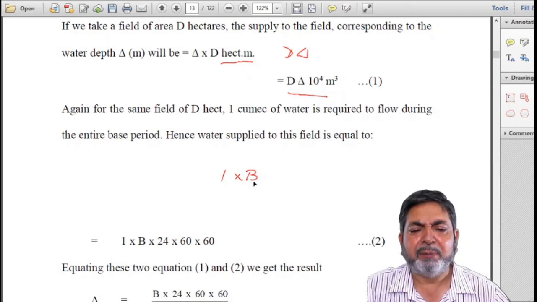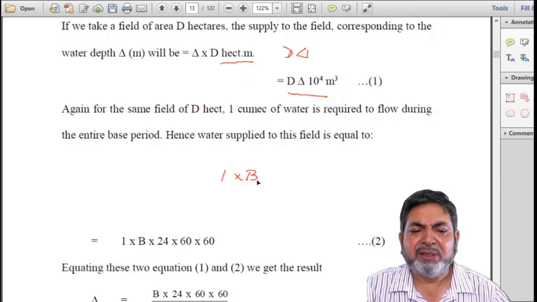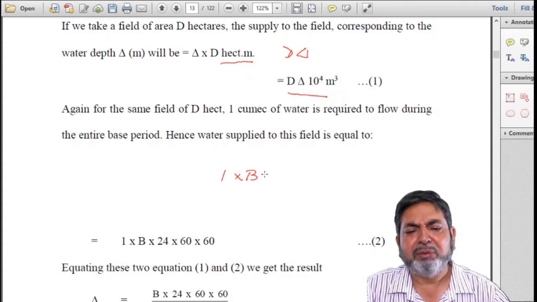That is why we have multiplied 1 with B. B is base period in number of days. Now this number of days we will convert it into seconds. So second and second will get cancelled and you will get the volume in cubic meter.